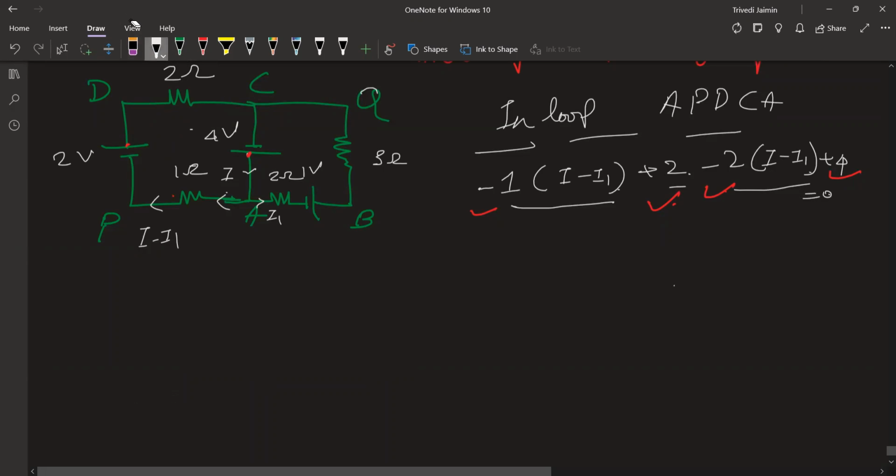Yes. Everyone? Yes, sir. Okay. So simplify this. I'll get 4, 6 and 2i minus 2 minus 3, 3i minus 3i1 equals to 6. This is your one equation.